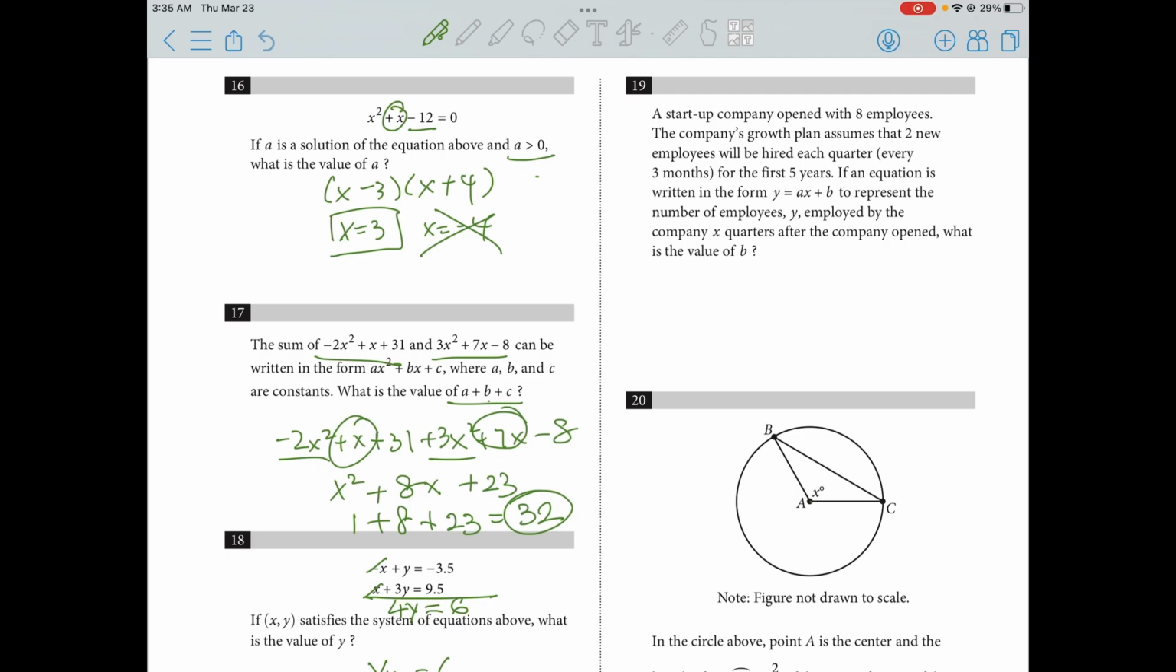Number 19. Always read the question first because it can really eliminate a lot of reading to do. The question says, what is the value of b? What is b? B is a y-intercept. B is what they start with. And look, a startup company opened with 8 employees, so the answer would be 8.